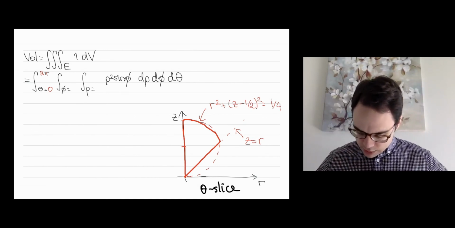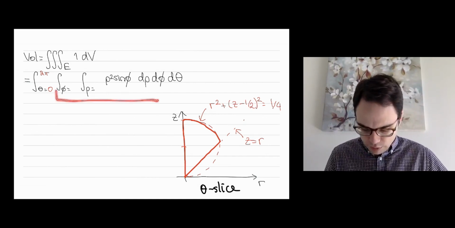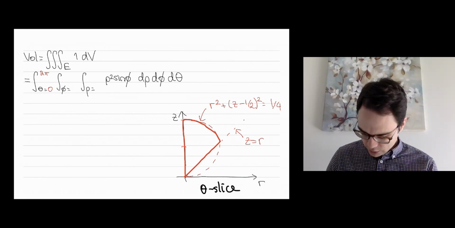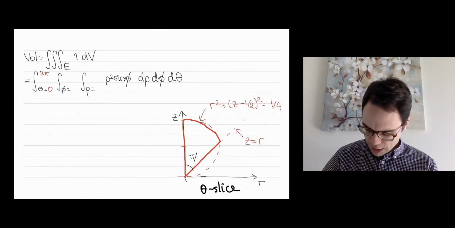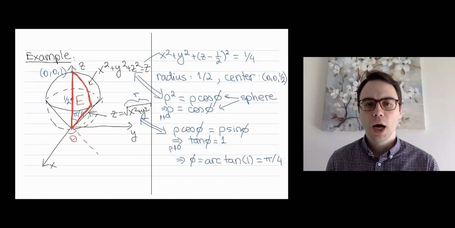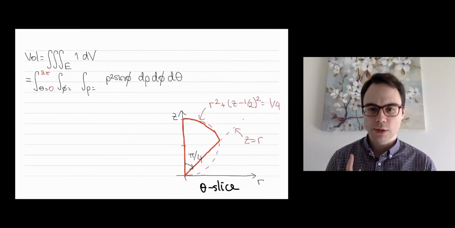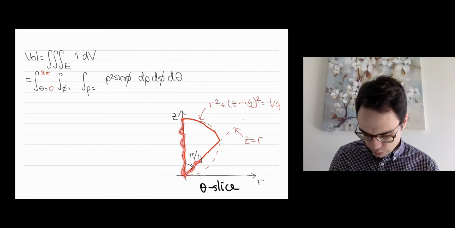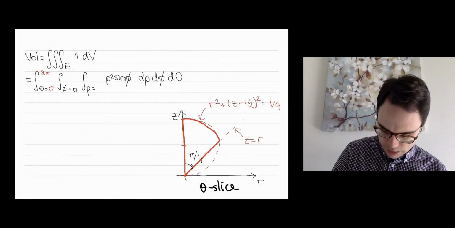Now let's use this picture to get the bounds for rho and phi. So phi goes from... okay. So we know this angle here is pi over 4. That came straight from the equation of the cone in spherical coordinates. So phi goes from 0 up here to pi over 4 up there. So these are the two bounds, 0 and pi over 4.